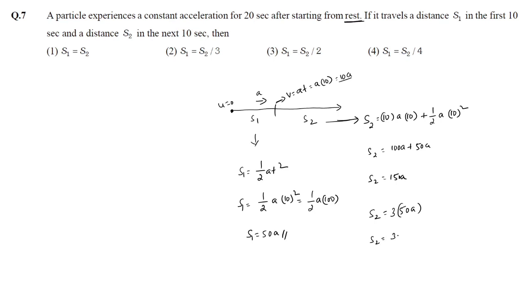So s2 is nothing but 3 into s1, and s1 is equal to s2 by 3. So that is s1 is equal to s2 by 3. So question number 7, option 2.